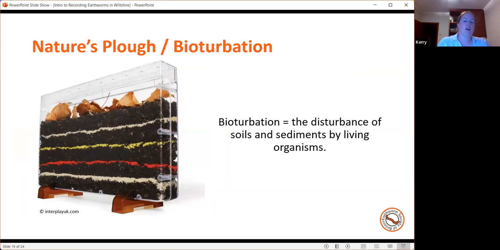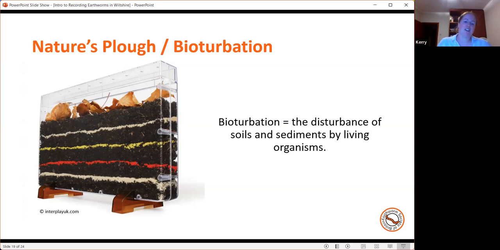They also act as nature's plough, and this is through a process called bioturbation. This just means disturbing the soil, or a living organism that's disturbing the soil. This is demonstrated really nicely by these worm kits that you can buy, and they're marketed for children, but they're great fun to have at home and watch the earthworms doing their thing.